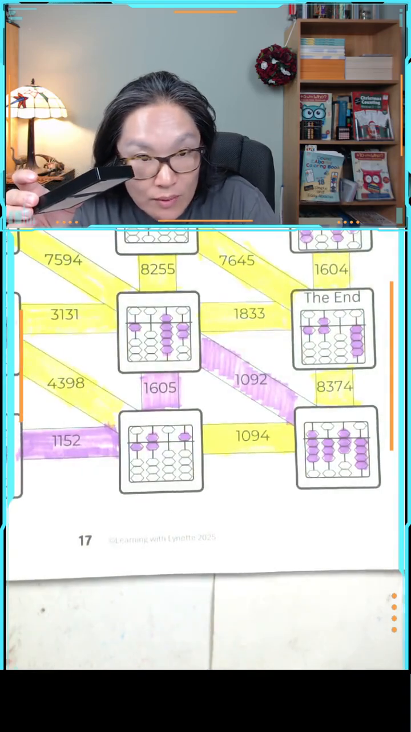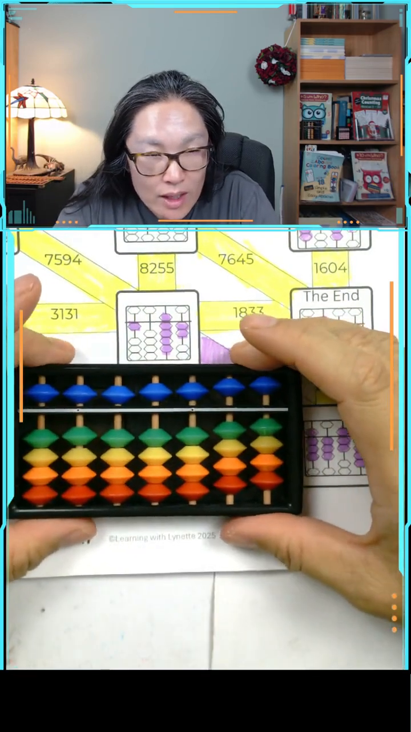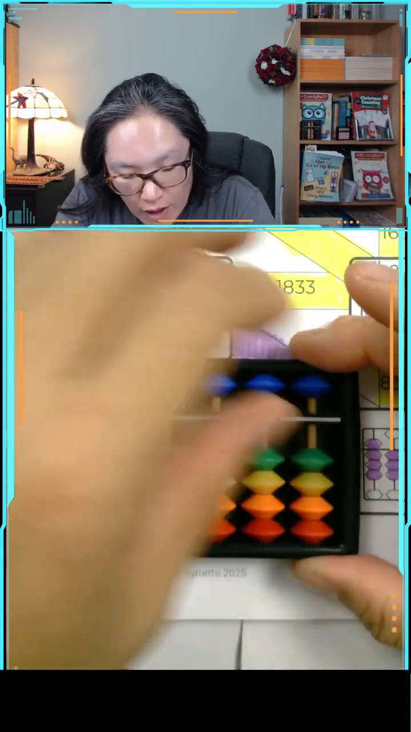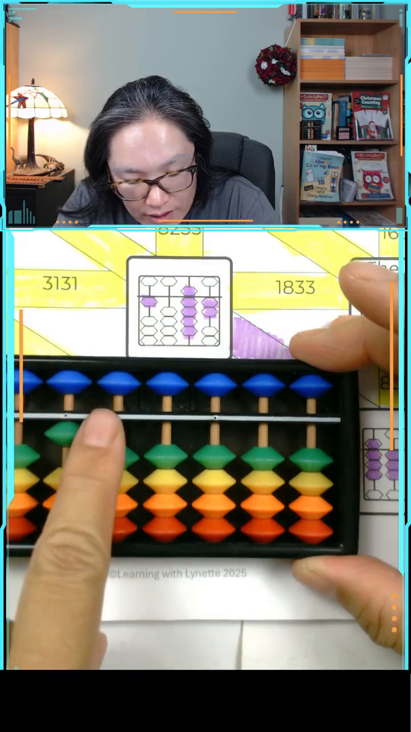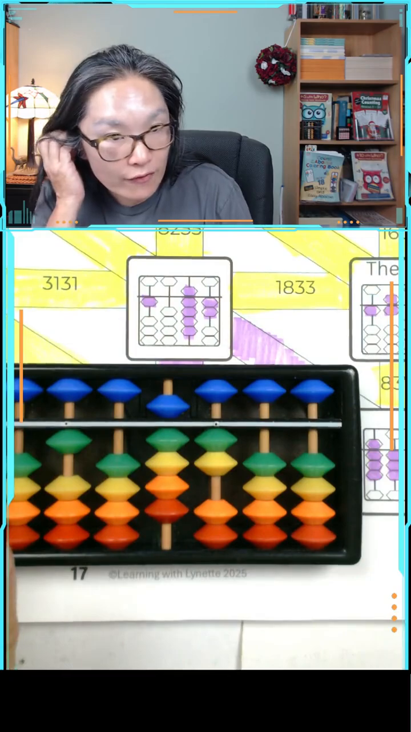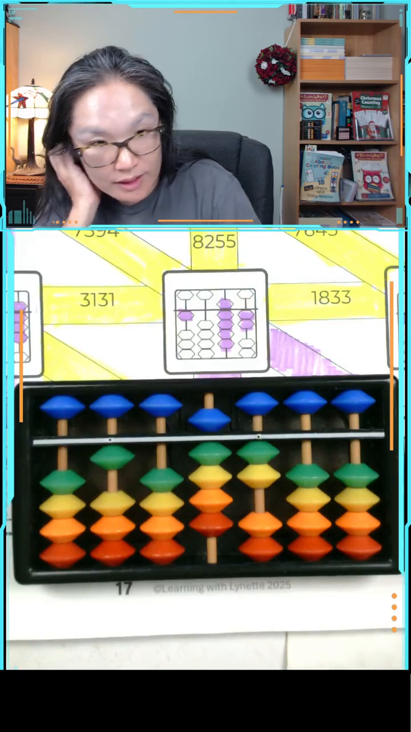So this is what the maze would look like. I've already done this specific maze. And if I look at it, what number do we have here? We have our thousands, our hundreds, our tens, and our ones. So this is what I call a 4-digit maze. What number do we think this is?